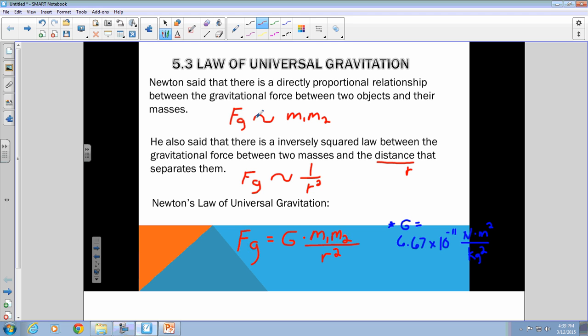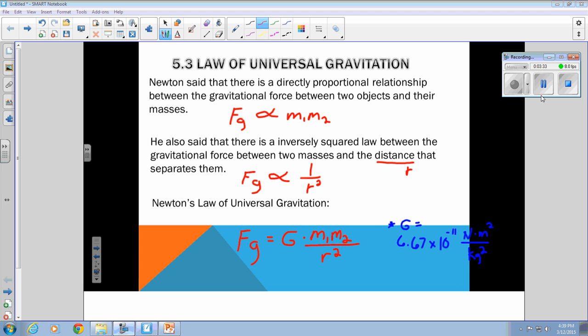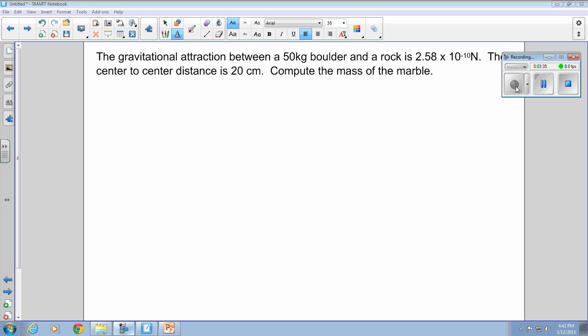And I just realized I drew my proportionality symbol wrong. It's more like a fish, more like a backwards fish sign. Let's redraw it. Proportional. Now let's try an example.